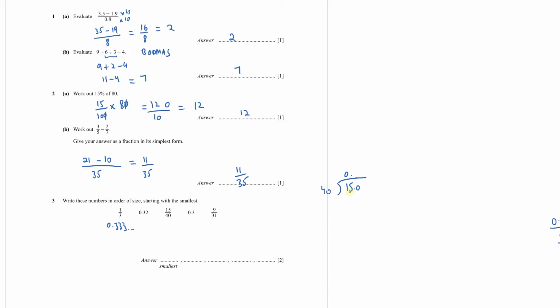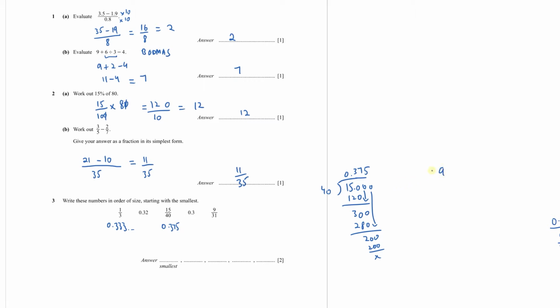So 150, 40 times 3 is 120. I get 5 minus 2, 30. Add another 0, bring it down, 300. 40 times 7 is 280. I will get 20 and bring another 0 down, 200. 40 times 5 is 200. So 15 over 40 is 0.375.